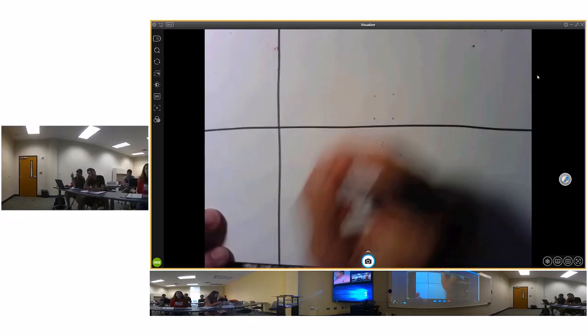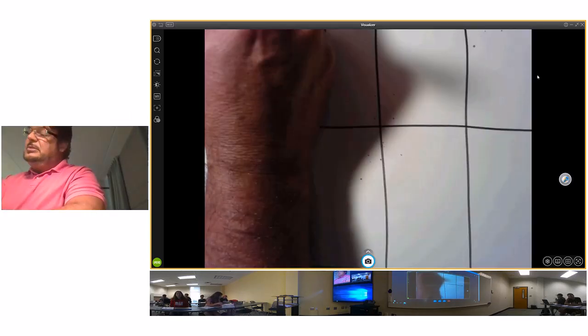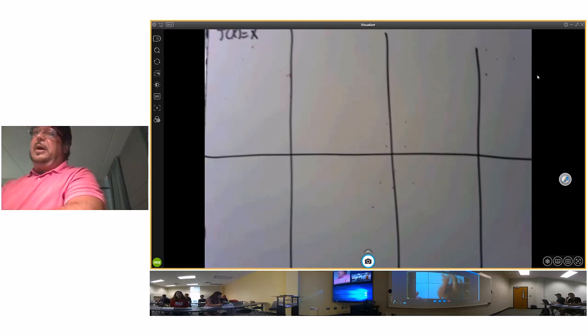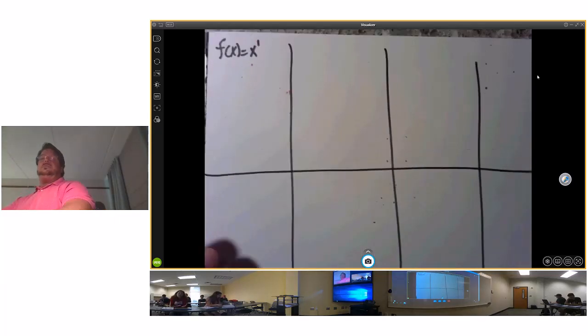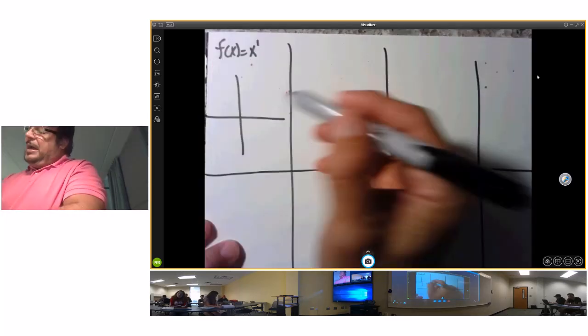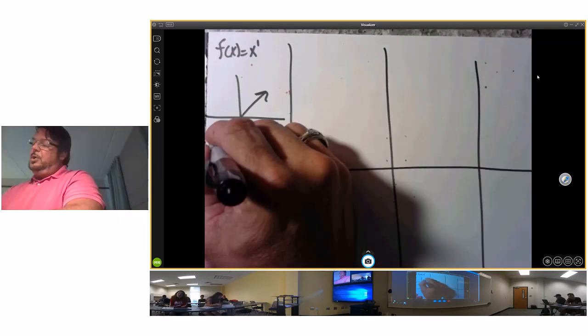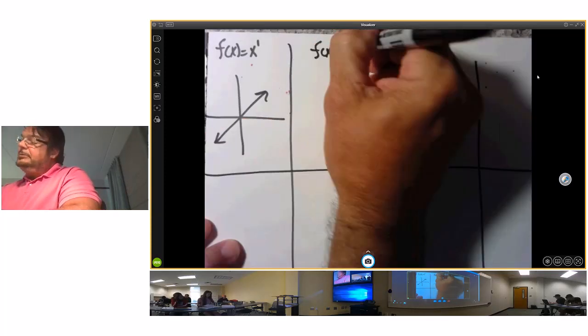Just do better. All right, so f of x is equal to x to the first power. I'm going to try to do this as fast as possible because some of y'all are going to start going into convulsions soon. Anytime you got x to the first power, it's going to be a what? Great question. F of x is equal to x squared. It's going to be a what?